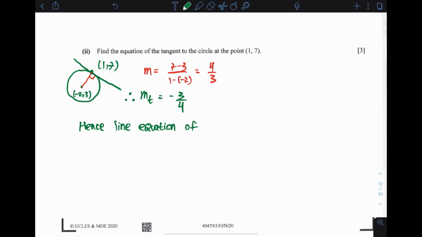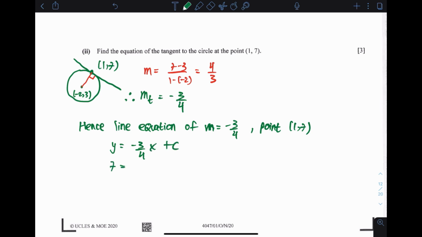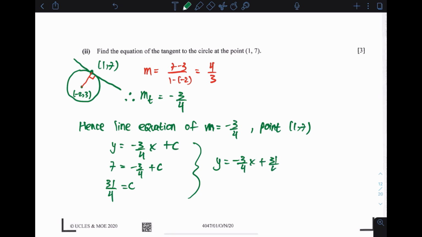Hence, we are looking for a line equation of gradient negative 3 over 4 that passes through point 1, 7. Okay, y equals mx plus c. Put down the numbers. You have 7 equals negative 3 over 4 plus c. So then c is 31 over 4. All in all, you get the equation quite nicely. Okay, that should be good enough.